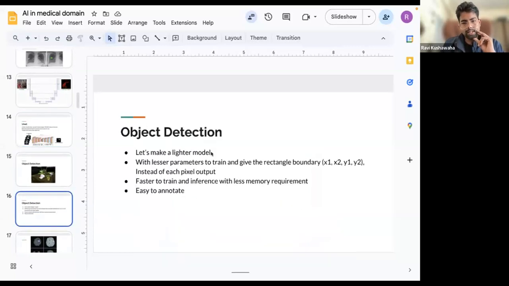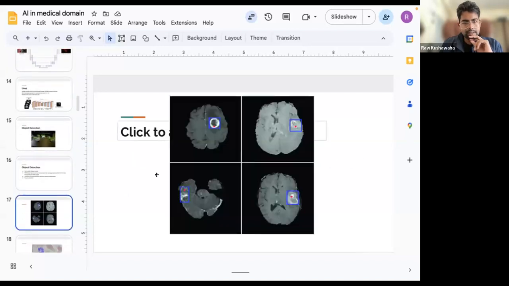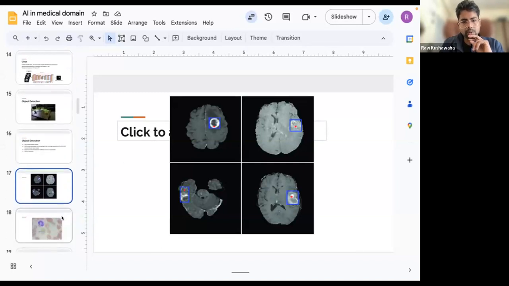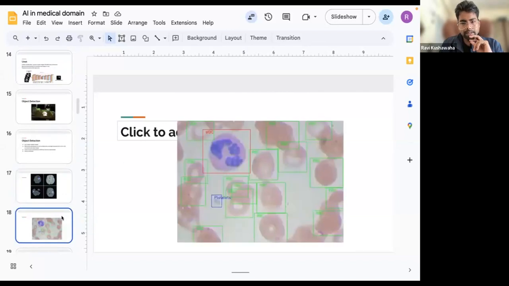An object detection model is a lighter model because it has fewer parameters to train, and at the end, it just gives a rectangular boundary as output. It doesn't draw a heat map for every pixel. So it is faster to train, with less memory requirement, and very easy to annotate. Here, if we train this model to tell about the tumor, it is not giving the precise locations, but it is giving a good rough boundary around the brain cells which contain a tumor. So it is easy to annotate and train, also with faster implementation.